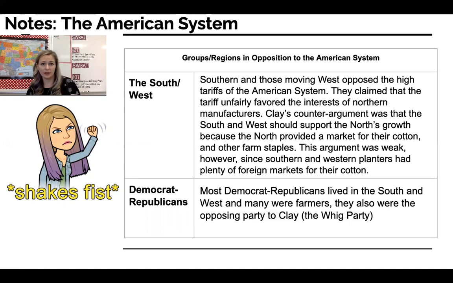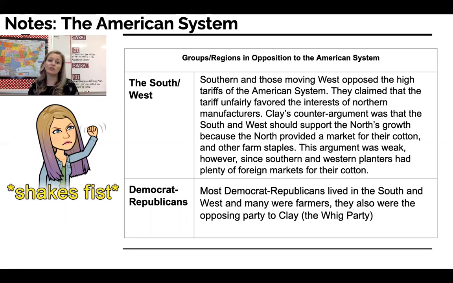Clay's counter argument to that, though, is that the South and the West should support the growth of the North, because the North is where they're going to provide a market for their cotton to be sold, and where they're going to provide a market for their other farm staples to be sold. This argument was weak, however, because Southern and Western planters also had relationships with other foreign markets for their cotton. It's not like they had to make the cotton down in the South and then send it to the North. They could directly send it over to France. Well, now, if France is upset about the fact that we've got these high tariffs coming in, they're going to do the same thing to us, which is going to possibly hurt the Southern and Western farmers.